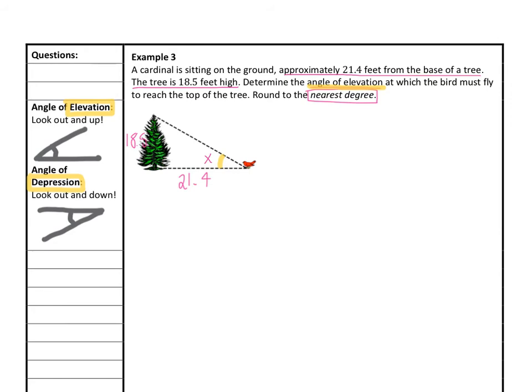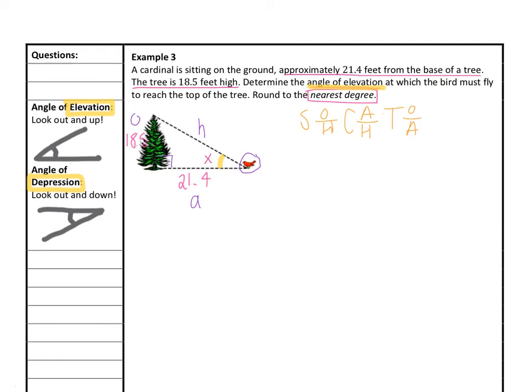All right, so now we go through our traditional process. So I'm going to say, okay, I'm the cardinal right now. We're standing where the cardinal is. And from the cardinal's perspective, opposite would be the tree. So that's my 18.5. The hypotenuse would be the path the bird would have to fly, which we don't know. And adjacent is how far away the cardinal is from the tree, because again, the tree and the ground make a right angle. So at this point, I'm going to write out my trig ratio so I can remember which one to pick. So, SOH CAH TOA, some old horse caught another horse taking oats away.